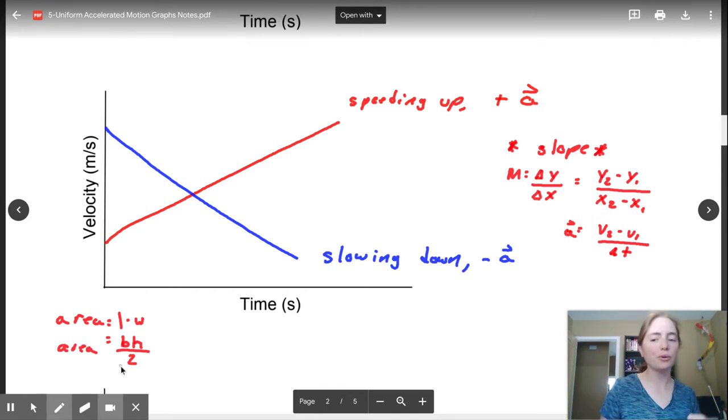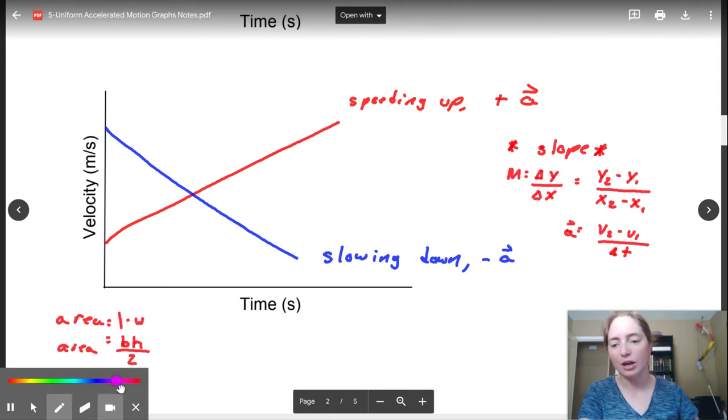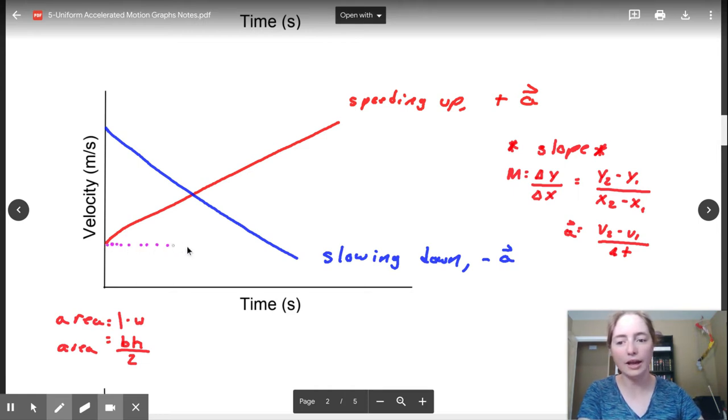Okay, so those are two area equations. Let's do the same process again, and let's think about what the area could mean on a velocity time graph. Now, if I ask you to calculate the displacement on this red line here, we would need the area between the x-axis and the end of this line here. Well, we've got two shapes. We've got area 1 and area 2.